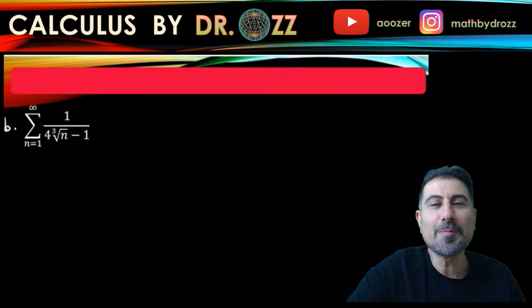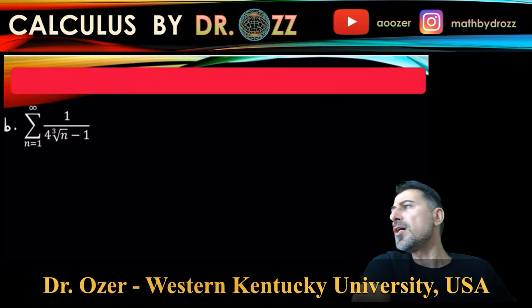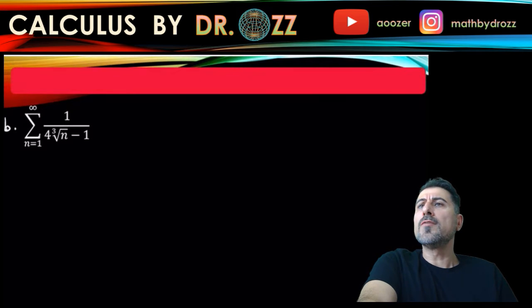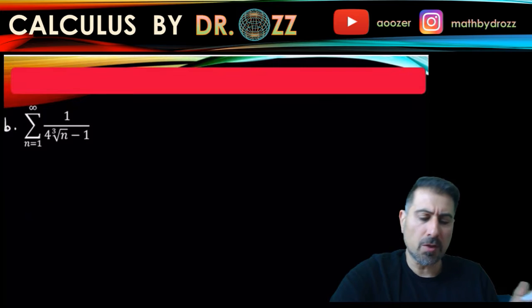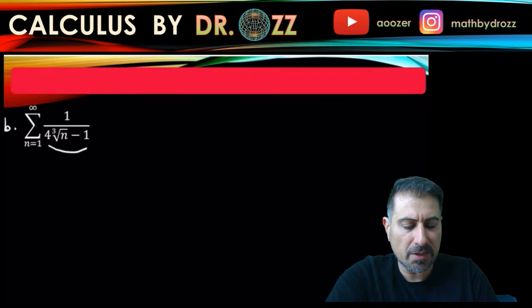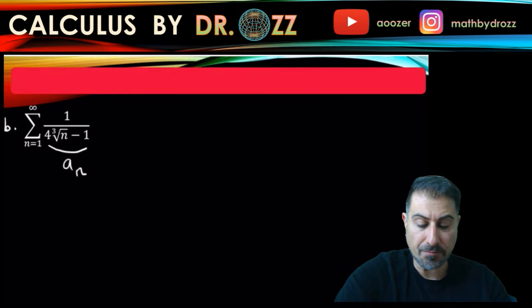All right, let's look at part B. So what do we have here? 1 over 4 times the cubic root of n minus 1. So let's call this an. So we have series an.